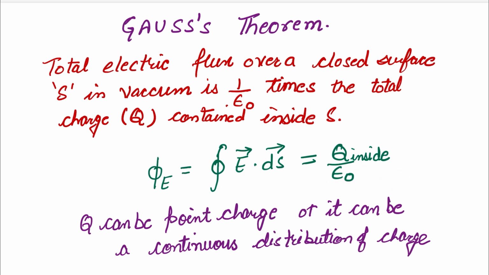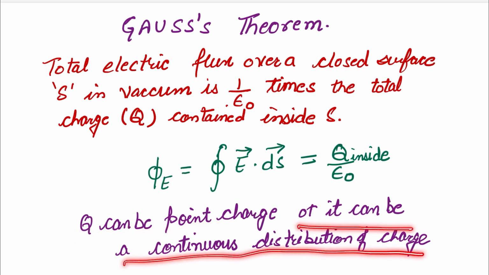From the definition, we need to be clear that the Gauss theorem is applicable to closed surfaces, right? Then the charge Q can be a point charge, a single charge, or a continuous distribution of charges, right? In case of a continuous distribution of charges, to find the total charge, we will algebraically add the charges.